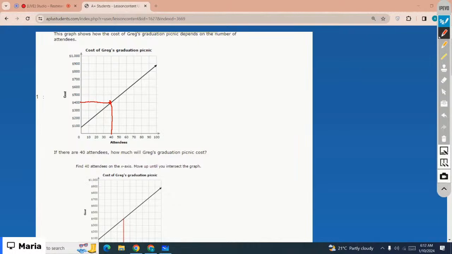So start with the x-axis and then make a line till the graph and then the same point match to the y-axis, right? So that is $400. Let's just start with the test questions.